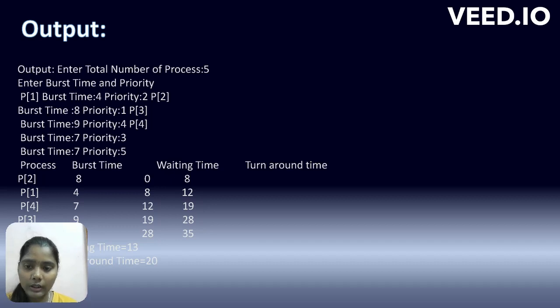Here is the sum of the table. Process P2, and the burst time is 8, waiting time is 0, and turnaround time is 8. Average waiting time is equal to 13, and average turnaround time is 20. You can see the output of the priority code.